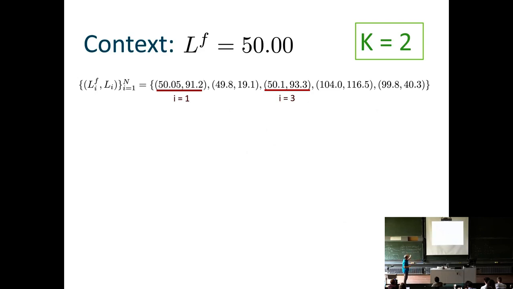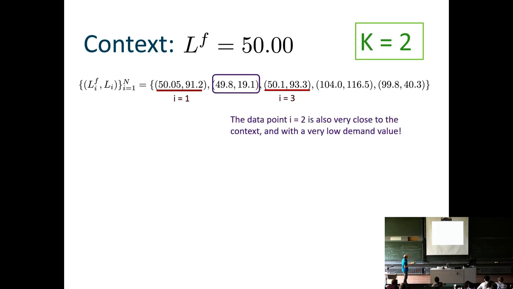Which is a very simple idea. I have a context of 50, and we are almost done. K is equal to 2. What is the problem of nearest neighbors? It's that I'm going to stick to the closest samples, which are this one here, and this one here. But look, these two have an actual load associated of 91 and 93, right? But this one is also kind of close, right? It's very close to the context as well, but we have discarded it because our k is equal to 2. But you see, the load is totally different. It's 19. So the third neighbor is telling me that something drastic can happen with my node.